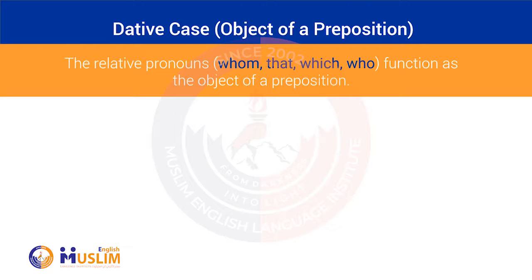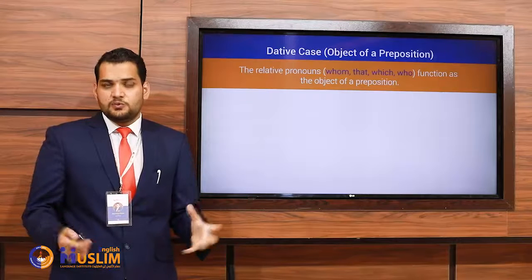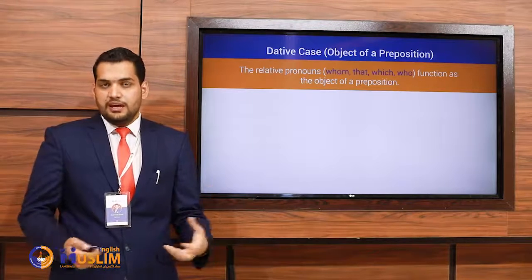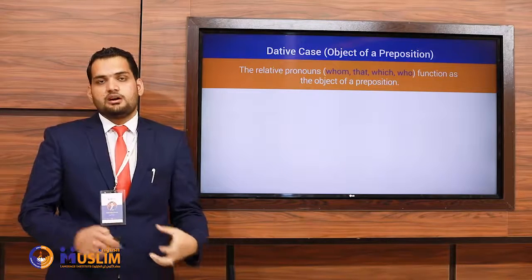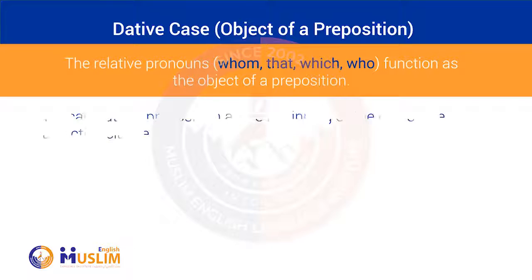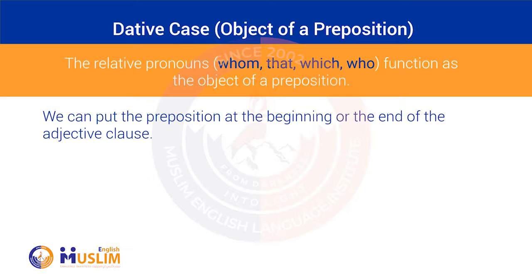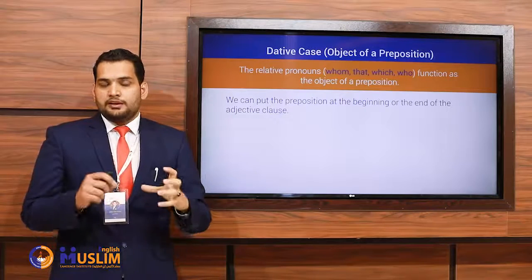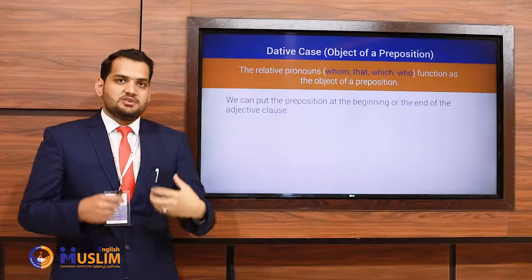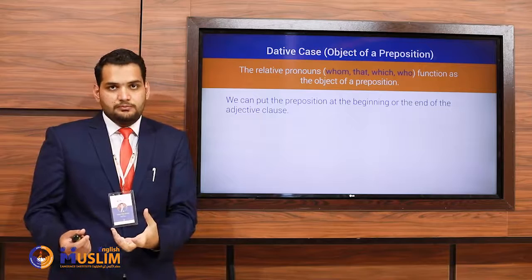The relative pronouns who, whom, that, or which can function as the object of a preposition. In this case, we can use all the relative pronouns, and they can be used as the object of a preposition. We can put the preposition at the beginning or at the end of an adjective clause.